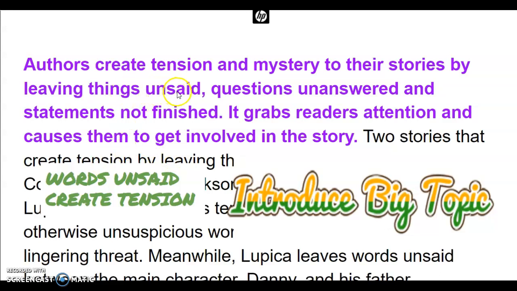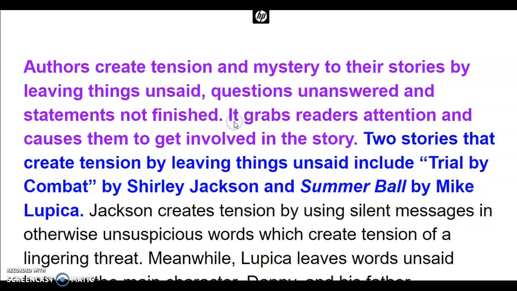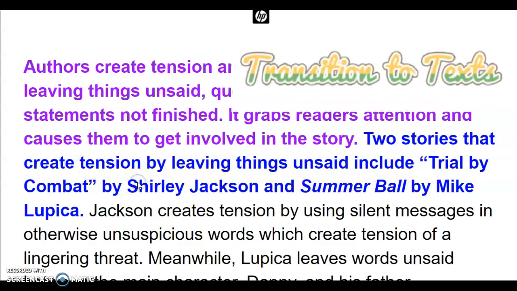And you notice, leaving things unsaid, creating tension, restates the question a little bit, gives some background information on the big topic. Two stories that create tension by leaving things unsaid include Trial by Combat by Shirley Jackson and Summer Ball by Mike Lupica. We just transitioned to the text. Our big topic is things unsaid.